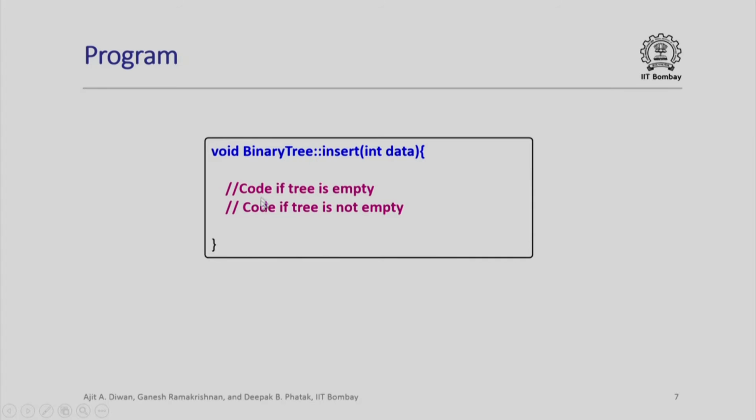Next, let us consider the binary tree insert function. Now, there are two things. One, when the tree is empty, we will have to write some code, and two, when the tree is not empty and we are inserting a node, then we will have to write the code which will require us to find out whether it has to be inserted to the left or right, or whether we have to traverse the tree to find a place for insertion, etc. Let us look at the program in some detail.